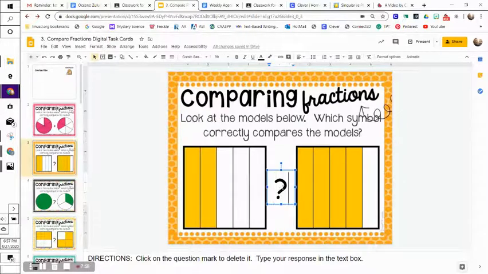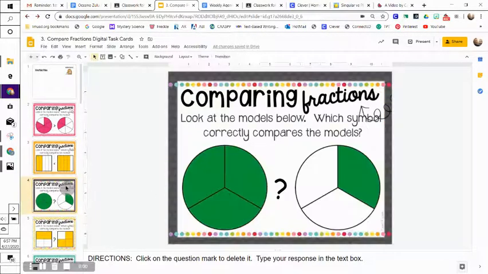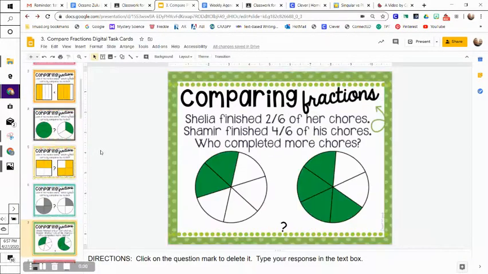So I'm going to click on my little question mark here, and I'm going to hit my shift key, and I want this to say less than. And there we go. Remember the less than symbol, if you picture this as the alligator mouth, is going to eat the bigger portion here. So we have 2 fifths is less than 4 fifths. Okay. So that's what you're going to be doing for these slides right here.